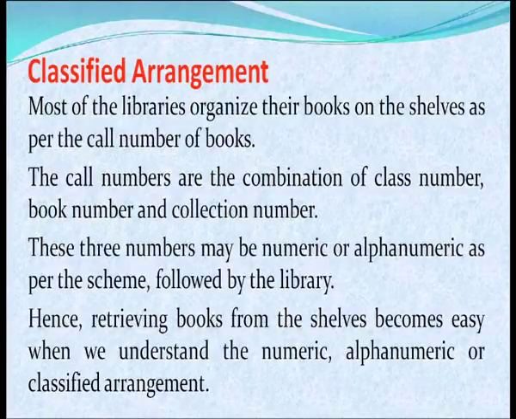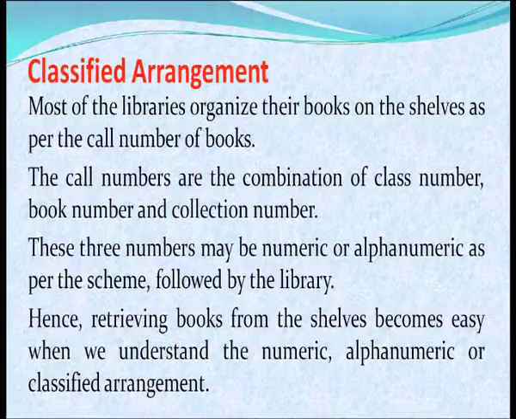After this, we are coming to the classified arrangement. Most of the libraries organize their books on the shelves as per the call number of the book. Call numbers are the combination of class number, book number and collection number. These three numbers may be numeric or alphanumeric, as per the scheme followed by the library. Hence, retrieving books from the shelves becomes easy when we understand the numeric, alphanumeric and classified arrangements.